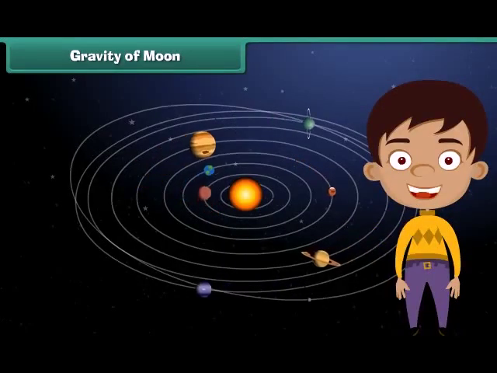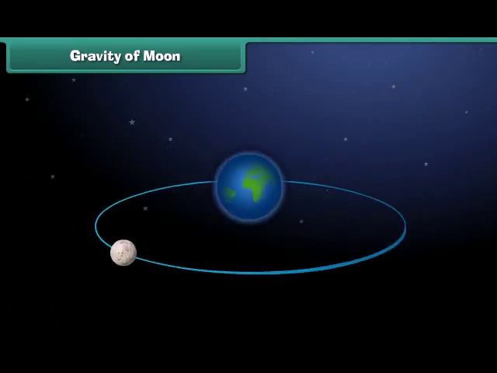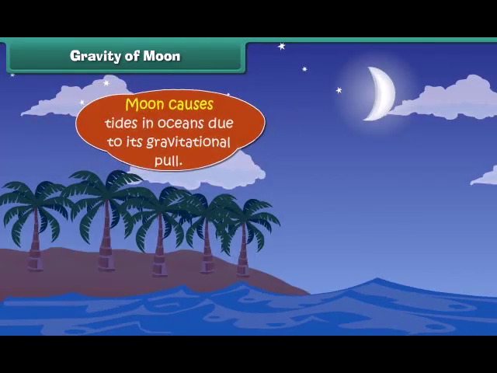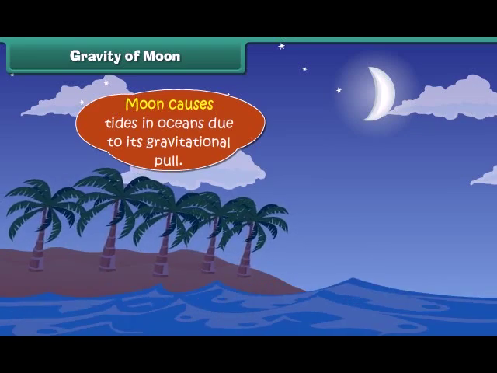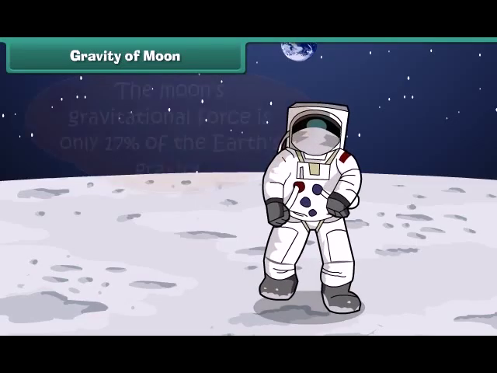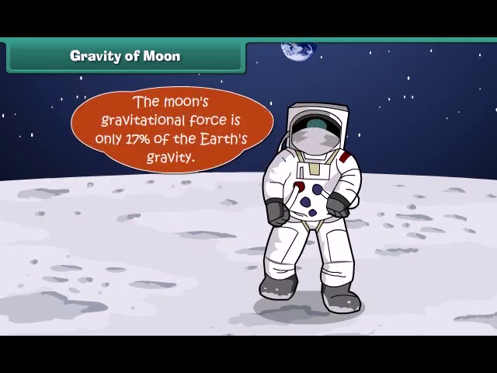You can find big moons in our solar system, but our moon is the biggest compared to the size of Earth, and it is large enough to cause tides in oceans due to its gravitational pull. You'll be surprised to know that the moon's gravitational force is only 17% of the Earth's gravity. For example, a 100-pound, 45 kg person would weigh only 17 pounds, that is 7.6 kilograms, on the moon.